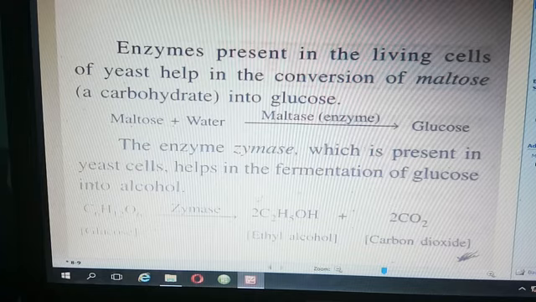That means we do not extract zymase separately from yeast. So yeast is used a lot in alcohol industries, and in our houses also. Some people make wine, some people make alcohol in a traditional way. They also use yeast, because this yeast contains two types of enzymes, maltase and zymase. Maltase converts maltose to glucose, and zymase converts this glucose to alcohol.